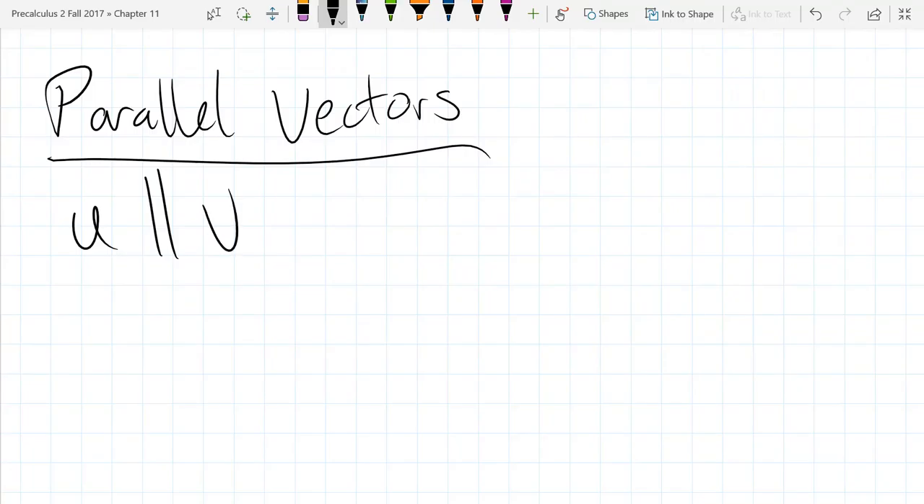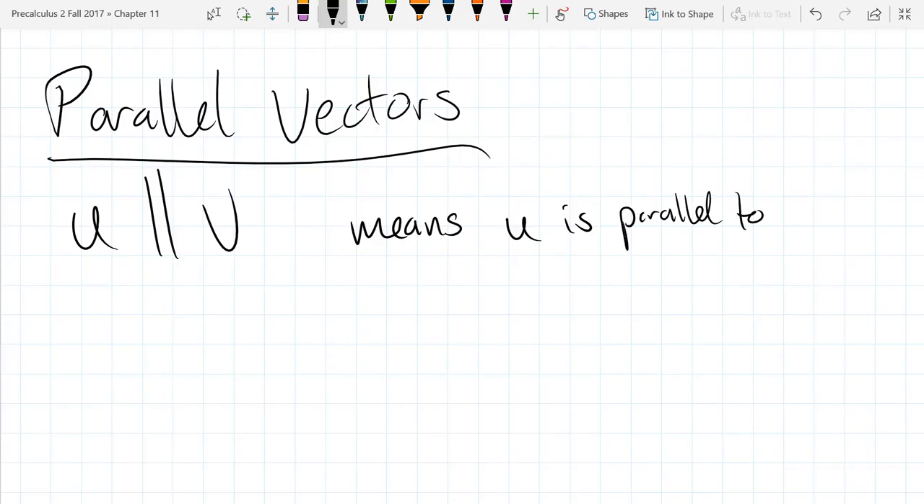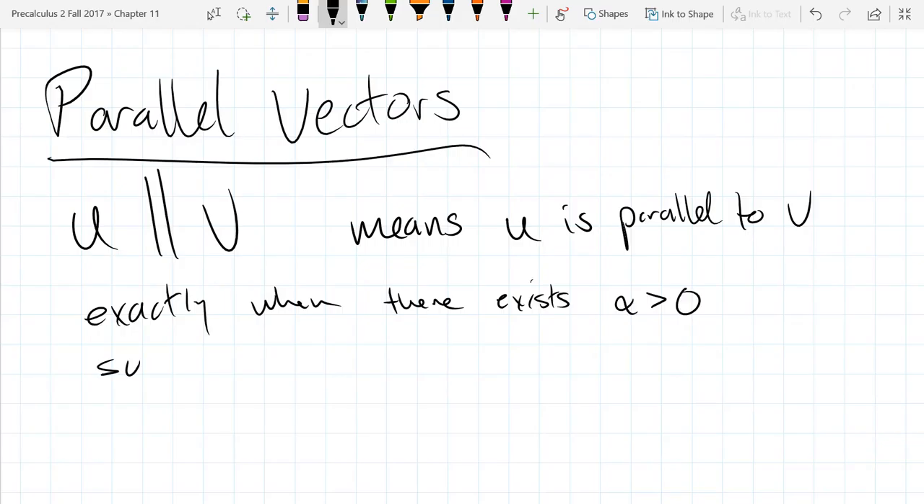So one notation for parallel is the double vertical line. That means they're parallel, so u is parallel to v exactly when there exists an alpha greater than 0 such that alpha u equals v, such that I can multiply one vector by a positive scalar and get the other vector. So that's what it means to be parallel.